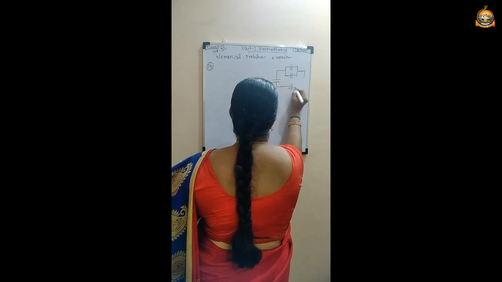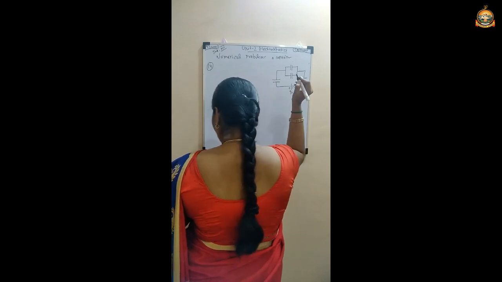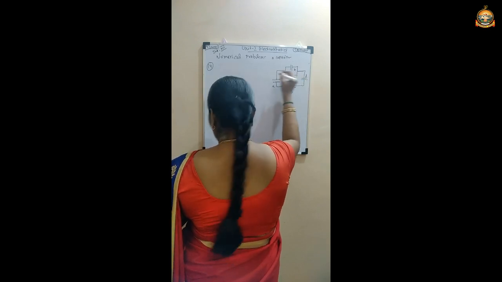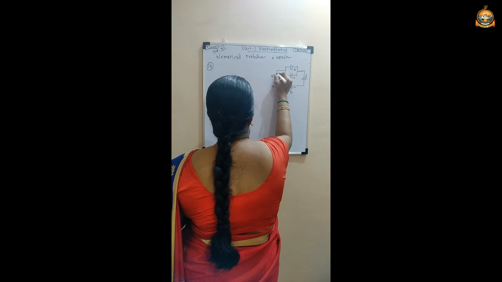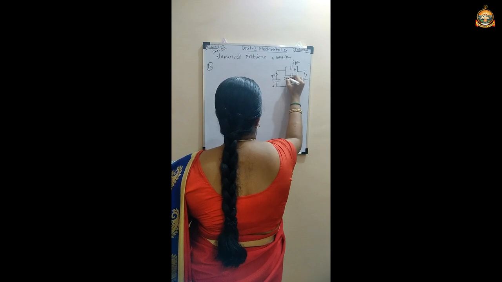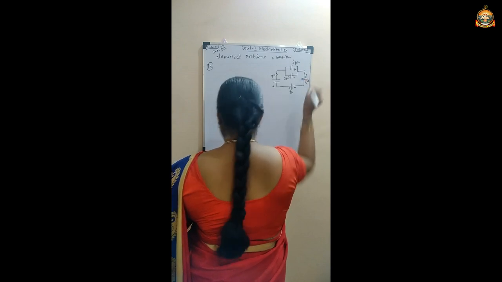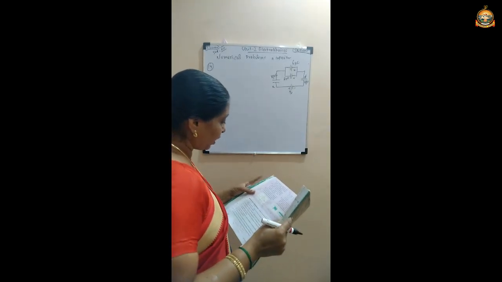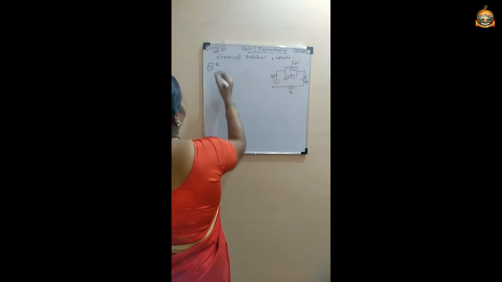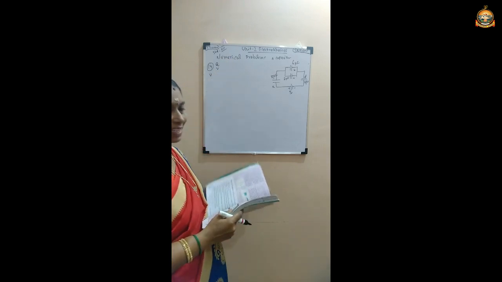Connected to a battery of 9 volt. This is A, B, C, D, and this is 8 microfarad, this is 6 microfarad, this is 2 microfarad, and this is 8 microfarad. Find the charges on each capacitor. First they are asking the charge on each capacitor. Next, what is the potential difference across each capacitor, and the energy stored in each capacitor, they are asking.